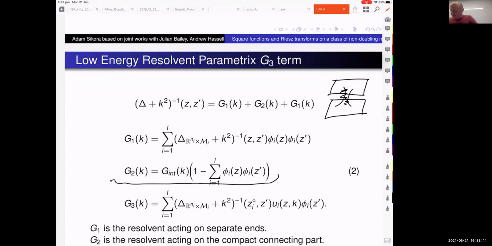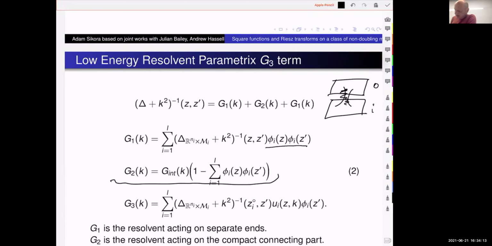Here this function phi is such that if we've got end I, then this function is equal to 1 on this end, and on all the other ends, it's equal to 0. So this is a cutoff function for each end. Because we think about this as a perturbation, right? We've got two really disconnected worlds which are connected by a small compact manifold.